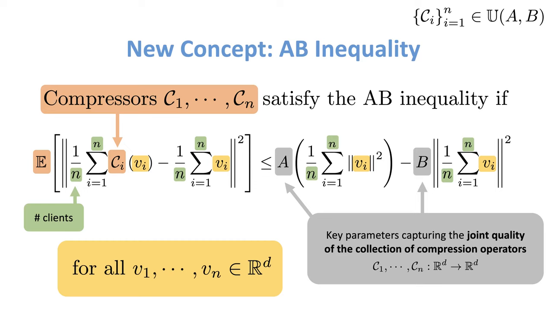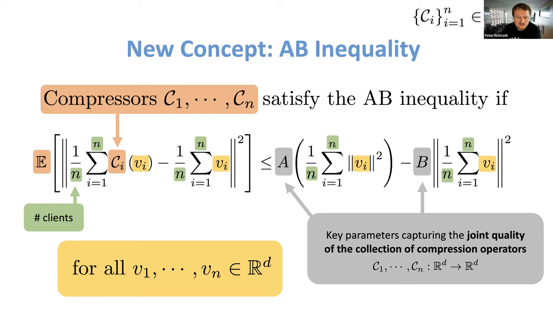Okay, thank you. And the second question was regarding A and B. So I can select, for example, A equal to 0 and B equal to 10, but I will break the fundamental rules of calculus. You cannot choose A equal to 0 and B equal to 10, because then the left-hand side is non-negative and the right-hand side would be non-positive, and this wouldn't be possible unless the average of the vectors is 0. So we cannot choose A and B.